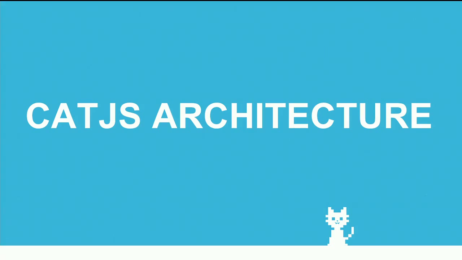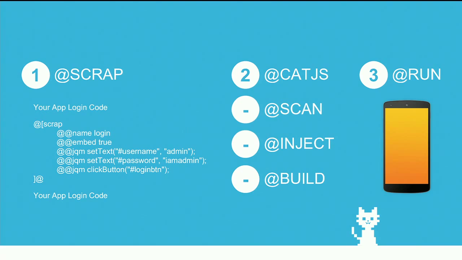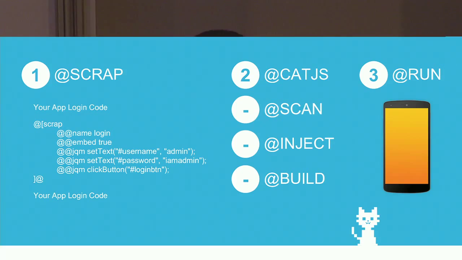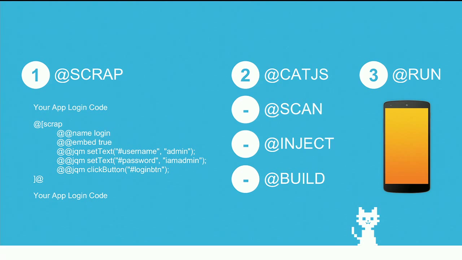So our architecture, which is plugin-based, enabled him to do so. So a little bit about CATJS architecture, at a very, very high level, of how it works. It has three steps or three components. First, you write scripts. This is a new approach for testing where you write your test code side by side with your code. Scripts are small building blocks, sets of functionality, which you can write and test.